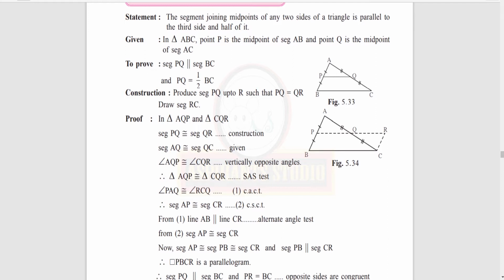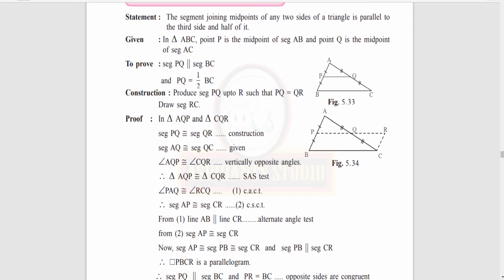Now we can see the corresponding angles and corresponding sides of congruent triangles. We want angle PAQ and angle RCQ, so we are selecting that. Angle PAQ is congruent to angle RCQ, corresponding angles of congruent triangles. Keep it as equation 1. And segment AP is congruent to segment CR as corresponding sides of congruent triangles. Keep it as equation number 2.